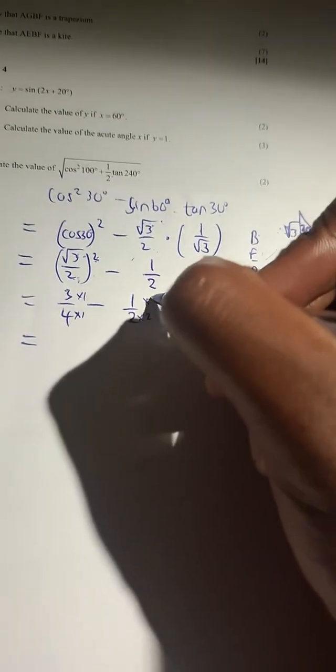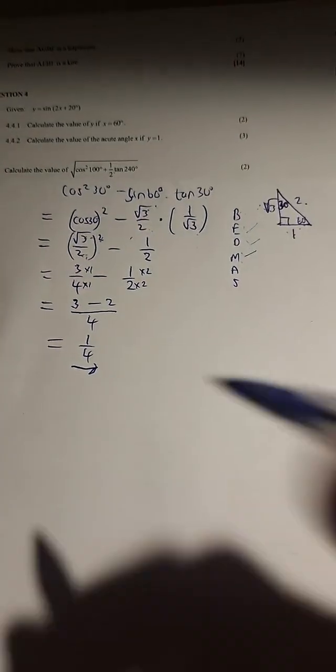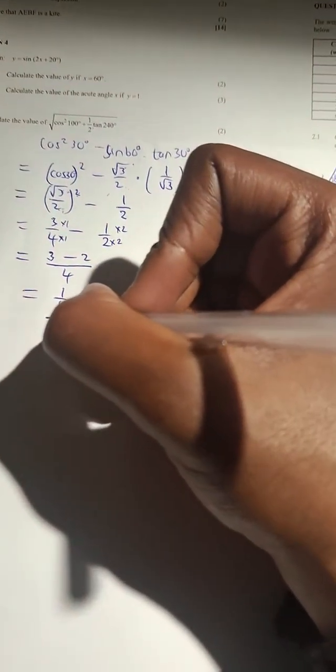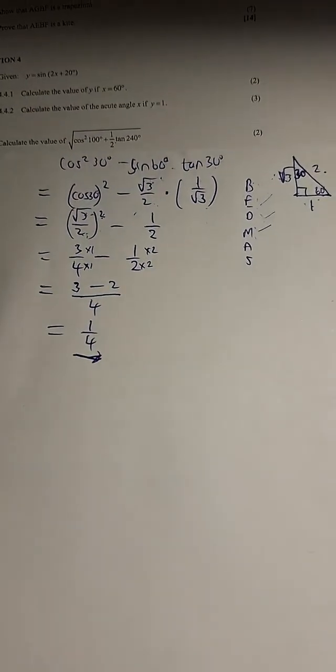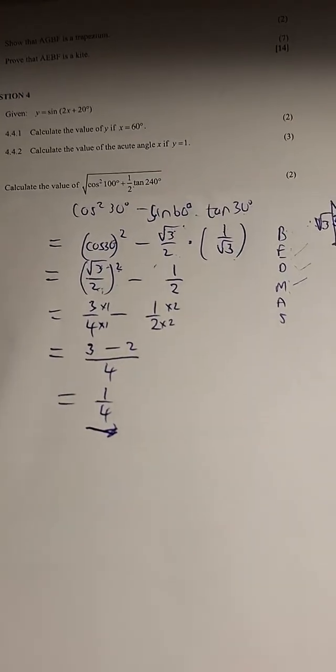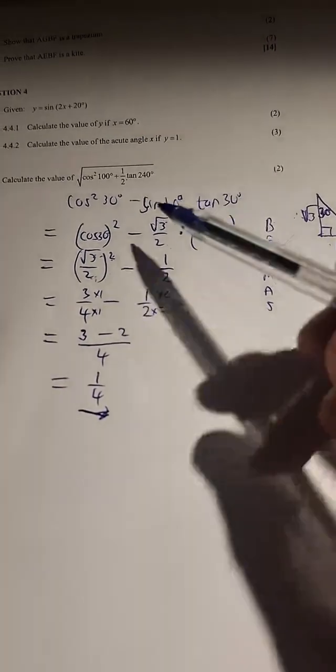This here can simply be done very quickly. LCD is 4. So 4 times 1, 2 times 2, times 2 at the top. That means we have 3 minus 2 over 4. That means the final answer is 1 over 4. As you guys have clearly said, I did not use a calculator at all.